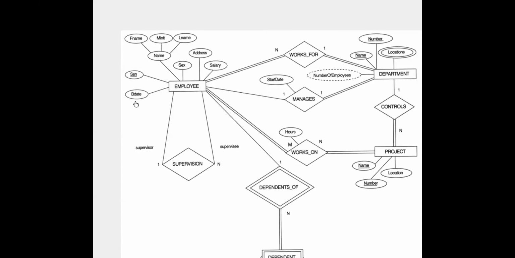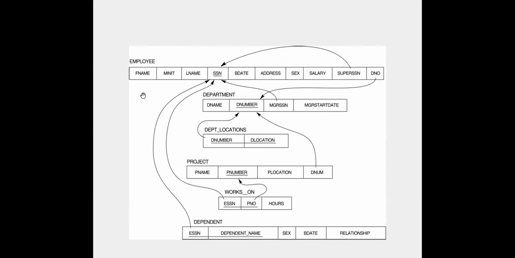All simple attributes. So all simple attributes mean birth date, social security number, sex, address, salary. And name you cannot have because it's composite, but you can have these parts: first name, middle initial, and last name. Therefore, you will get first name, middle initial, last name, social security number, birth date, address, sex, and salary. That's all, right? So up to this point, these are simple attributes.